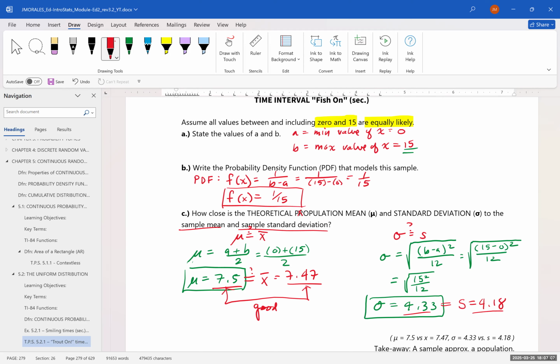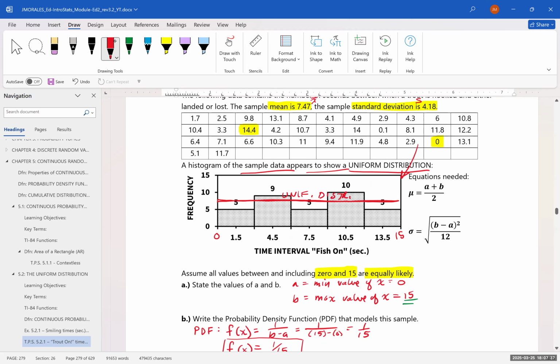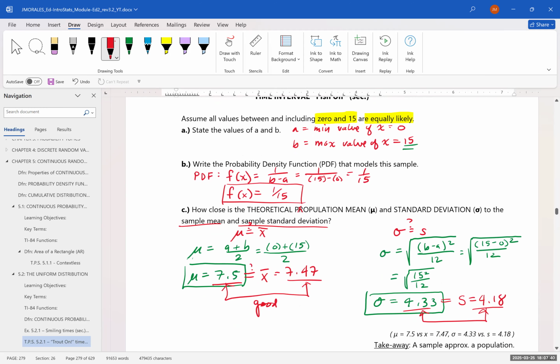So what we can see here is that by taking our sample data and creating a histogram, and from that histogram, noting that the shape appears to be uniform, the sample data appears to show a uniform distribution, we could create a probability density function for this uniform distribution. And that lets us approximate what the theoretical population mean is and what the theoretical population standard deviation is.